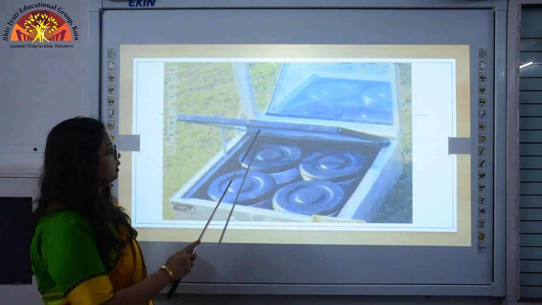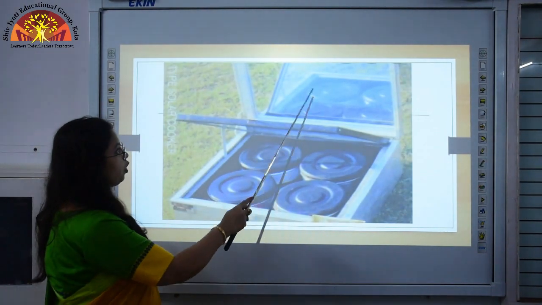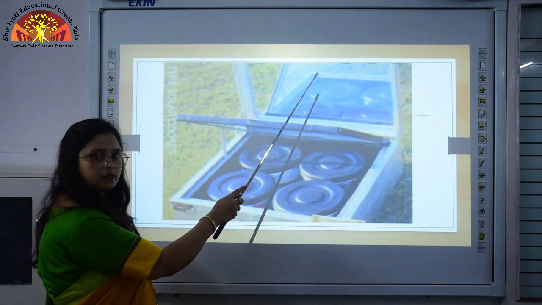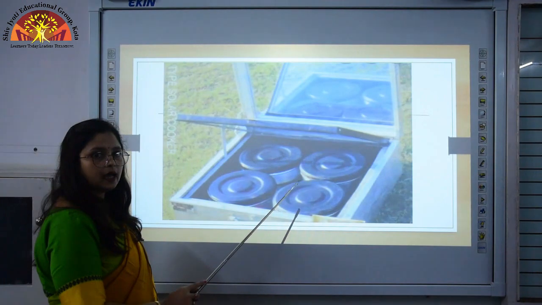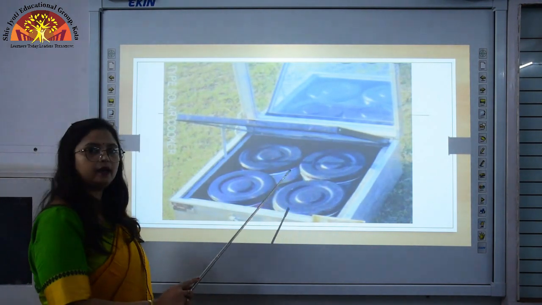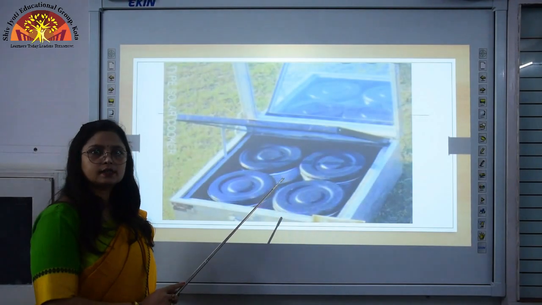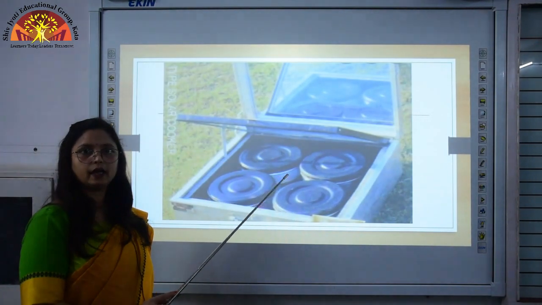Now see children, it is a solar cooker. So what happens over here? When sun rays fall on this surface, it reflects the heat of the sun into these pots which are kept inside, and food is kept in these pots. So the food is cooked inside them by the heat of the sun. So this is a solar cooker which uses solar energy.